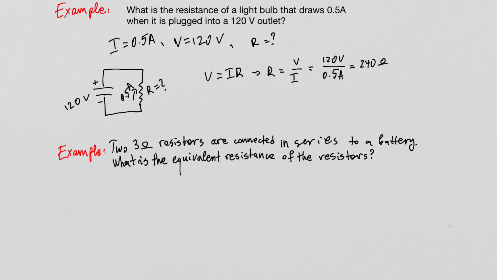Here is another example. Two 3 ohm resistors are connected in series to a battery. What's the equivalent resistance of those resistors? Since those resistors are connected in series, we know that the total resistance for a series connection is equal to the sum of the resistances of the individual resistors. Since we have only 2 resistors here, that is the sum of the 2 resistances. So this is 3 ohms plus 3 ohms, which gives us 6 ohms.